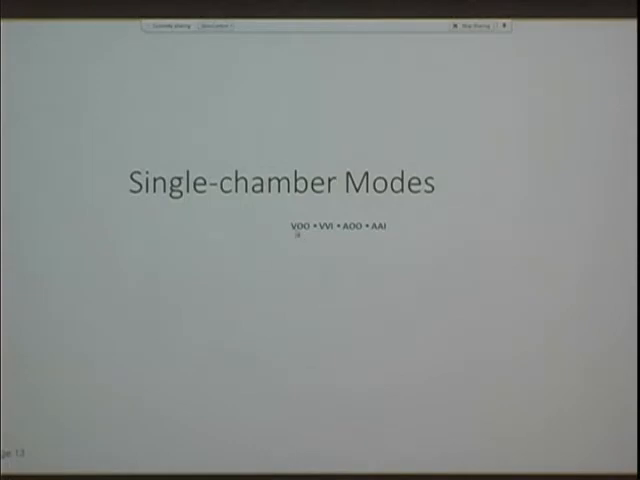So single chamber mode can be a VOO, which is simply pacing in the ventricle and no sensing whatsoever, or it could be pacing in the ventricle, sensing in the ventricle, and inhibiting in response to the sensing. If it sees intrinsic activity, it will inhibit. AOO is the same thing in the atrium.